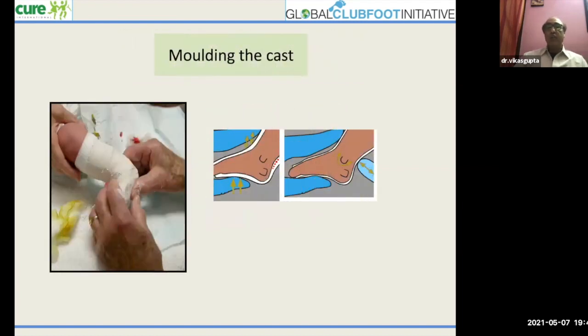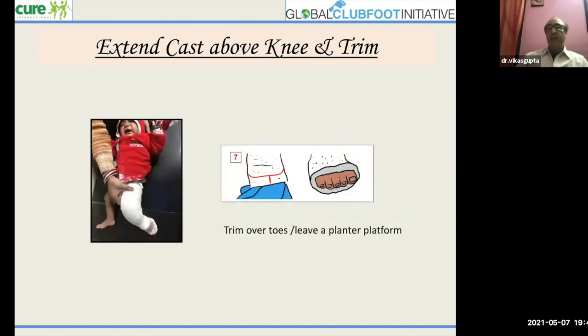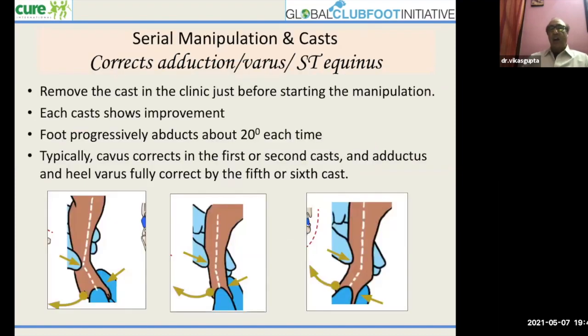Molding the cast is also an essential step because otherwise there are chances of the foot slipping inside the cast. Okay. So the final step is extend above the knee, trim, and leave a plantar platform. Okay. And so how does this correct? The first cast usually corrects; remove the cast in the clinic only, just before starting the manipulation. Remember, each cast shows gradual improvement, approximately 20 degrees each time.